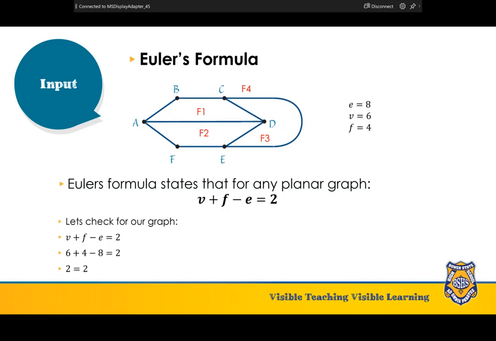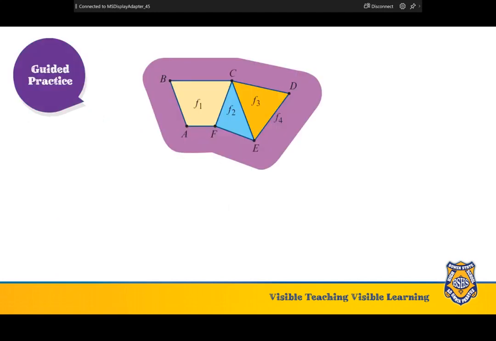The biggest trick with Euler's formula, for me at least, is just remembering that outside is also considered a face. That's the biggest sort of place where I can see people messing up. Everything else is just counting. Does anyone still need Euler's formula up on the screen? Nope. Okay, let's keep going.